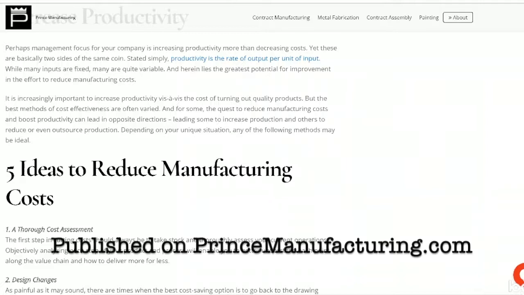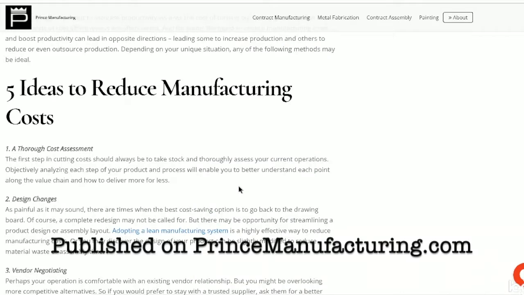It is increasingly important to increase productivity vis-à-vis the cost of turning out quality products. But the best methods of cost effectiveness are often varied, and for some, the quest to reduce manufacturing costs and boost productivity can lead in opposite directions, leading some to increase production and others to reduce or even outsource production. Depending on your unique situation, any of the following methods may be ideal. Here are the 5 ideas to reduce manufacturing costs.